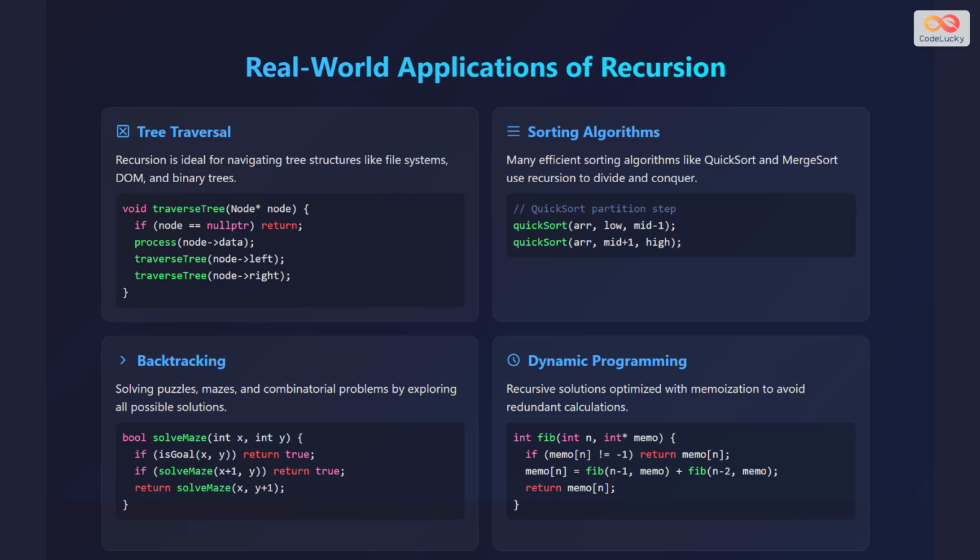The fourth application is dynamic programming. Recursion, along with memoization, can be used to optimize solutions and avoid redundant calculations. Here's an example. We have a Fibonacci function that uses an array to store computed Fibonacci numbers and uses the stored value if it has already been computed.